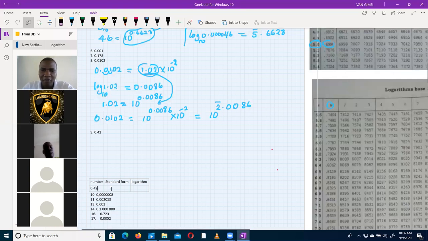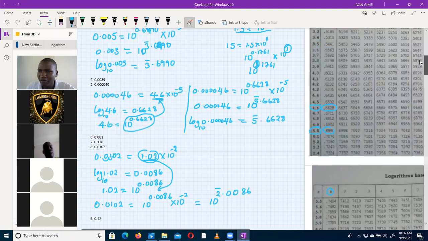Then standard form, this in standard form will be the same as what? It will be the same as 4.2 times 10 to the power of negative 1, like that. So when it comes to the section of logarithm, I just write my 1 bar, because this is negative 1. I simply write it there, 1 bar point. Then I go and look for the logarithm of 4.2 from my table.